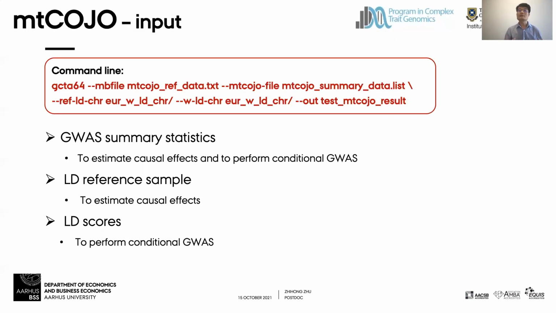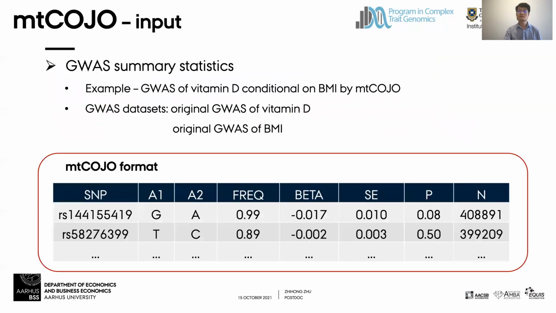To perform the MT-Kojo analysis, we need GWAS summary stats, LD reference sample, and LD scores. Today, I will use the GWAS of vitamin D conditional on BMI as an example. In this example, firstly, we will need the original GWASs of vitamin D and BMI. The GWAS summary stats are in MT-Kojo format.